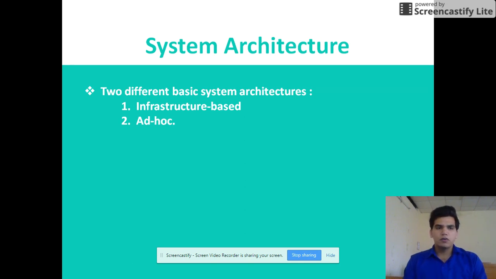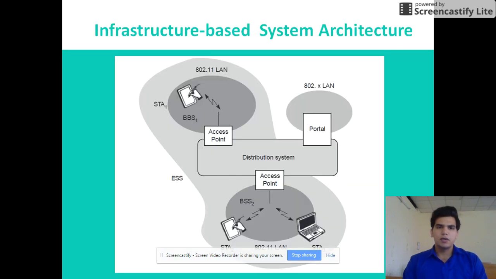First of all, let me tell you about the infrastructure-based system architecture. As you can see in this diagram, let me explain some abbreviations first. STA means station, ESS means extended service set, BSS means basic service set. And in this diagram, we have several access points, and each access point is connected with a basic service set. Each basic service set has one or more stations.